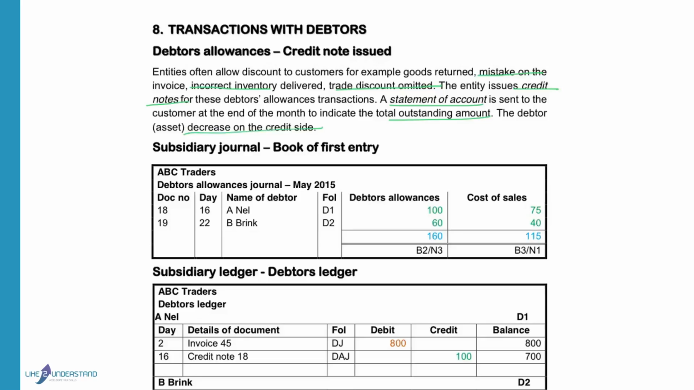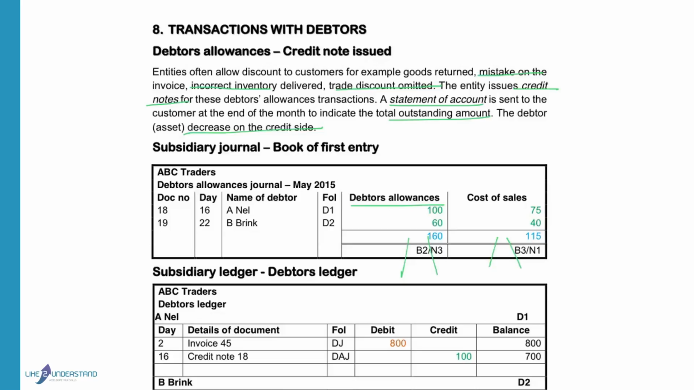We open a Debtors Allowances journal. It looks exactly the same as the Debtors Journal, except instead of sales here, we have Debtors Allowances. Here again, we don't have the same figure in two columns, so to complete a double entry, we will have to do a debit and a credit for the Debtors Allowances, and for the cost of sales, we'll have to do a debit and a credit entry.